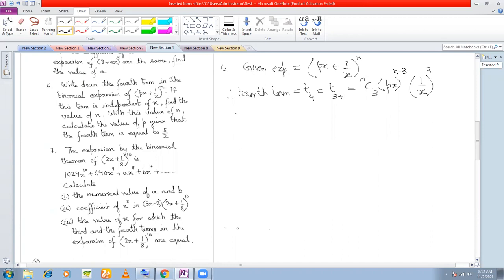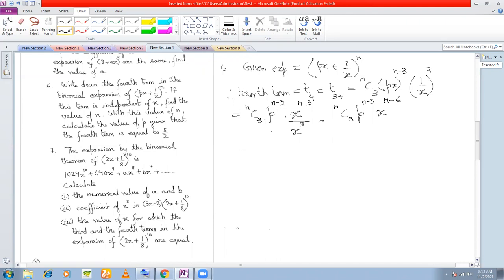Let's simplify this a little. nC3 into p to the power of n minus 3 into x to the power of n minus 3 divided by x cube. So you get nC3 p to the power of n minus 3 x to the power of n minus 3 minus 3, which is n minus 6. So this is the fourth term in this binomial.